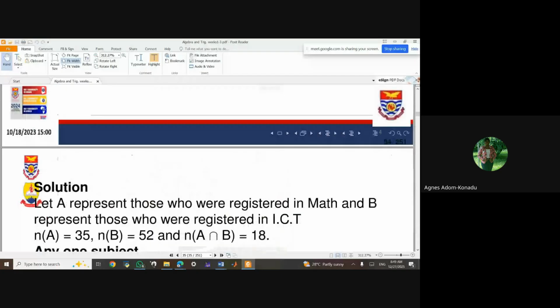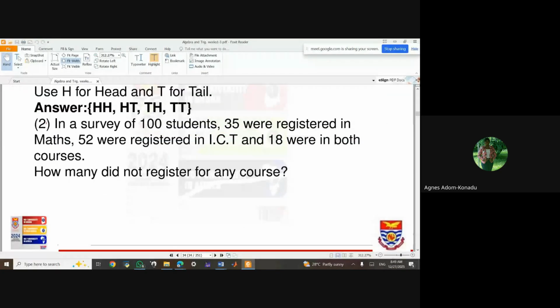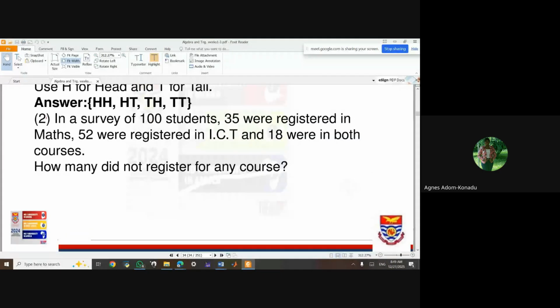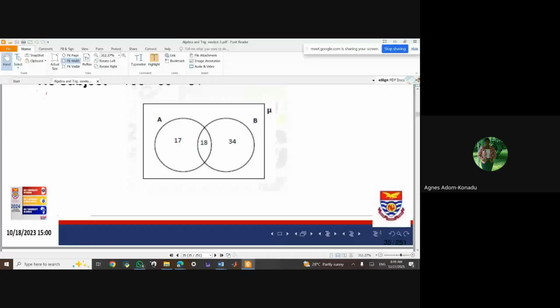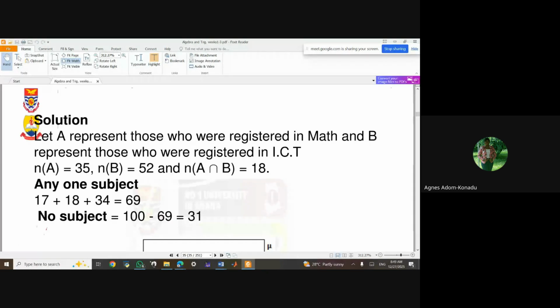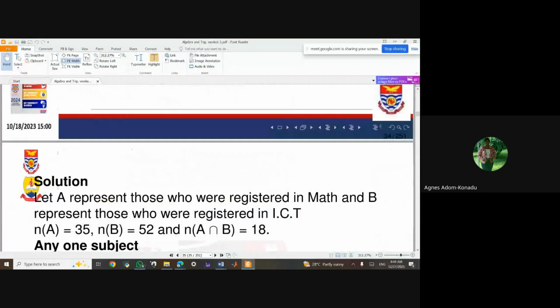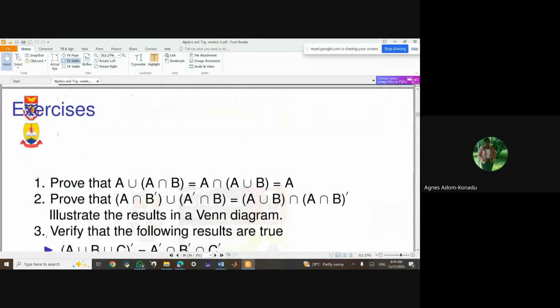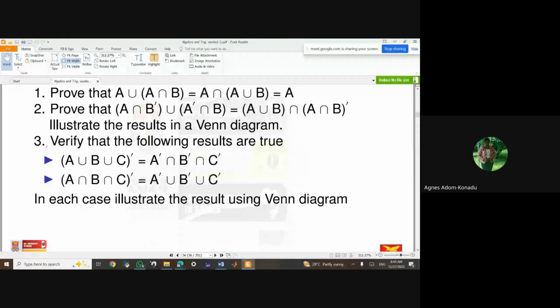Okay, so do we have math only? 35 registered in math, 52 in ICT. So we have 35 minus 18 and then 52 minus 18. That will give us the only. And then we are asked to find those who did not register any course. So those who registered are 69. When we subtract the 69 from 100, it means that 31 did not register. So these are all examples.